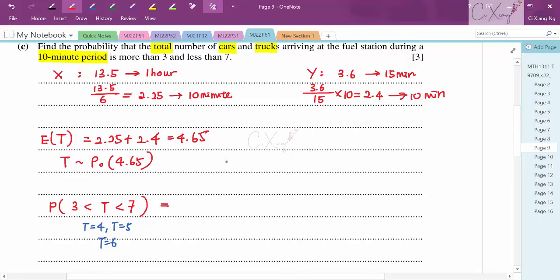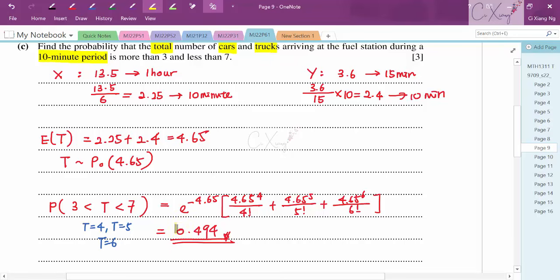Okay, so again, I apply the Poisson formula, e to the power of negative lambda. So the lambda now is 4.65. So when T equals to 4, you should have 4.65 power 4 divided by 4 factorial. When T equals to 5, then you have 4.65 power 5 divided by 5 factorial, and also 4.65 power 6 divided by 6 factorial. Okay, so simplify this answer by using a calculator, you should get 0.494. Okay, so this is how we solve question number 5.